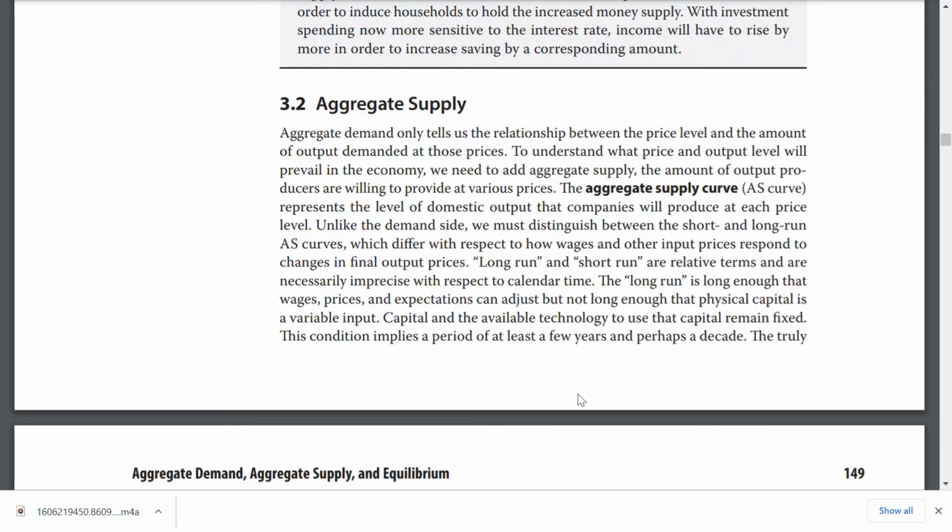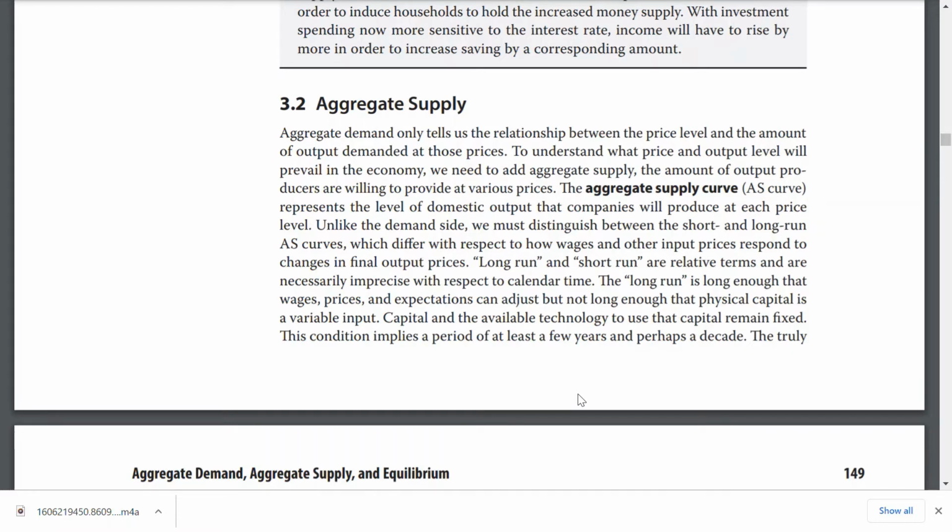The aggregate supply curve, or the AS curve, represents the level of domestic output that companies are willing to produce at each price level. Unlike the demand side, we must distinguish between short and long run AS curves, which differ with respect to how wages and other input prices respond to changes in final output prices. Long run and short run are relative terms and are necessarily imprecise in respect to calendar time.